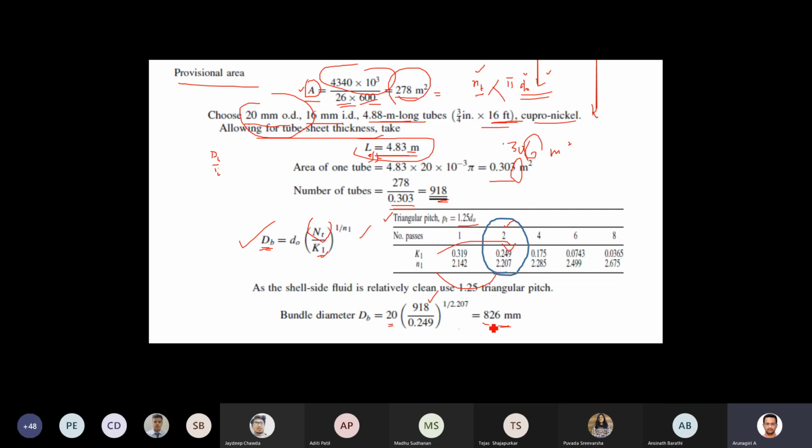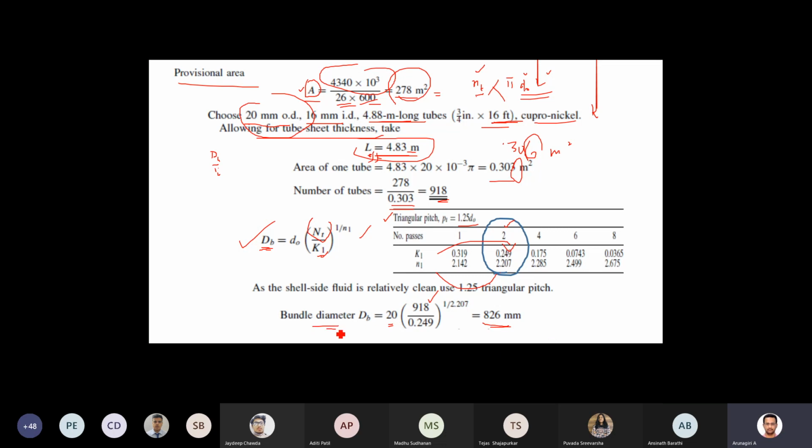Kindly practice using the calculator. You have to do this, otherwise it would be very difficult. In examinations, you will struggle to do these calculations. So 918 divided by 0.249, power 1 by 2.207, into 20, you will get 826.2, so approximately 826 mm.